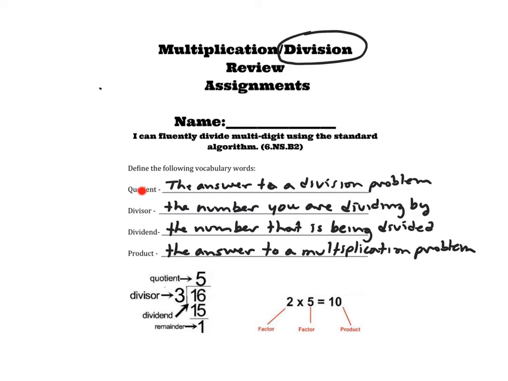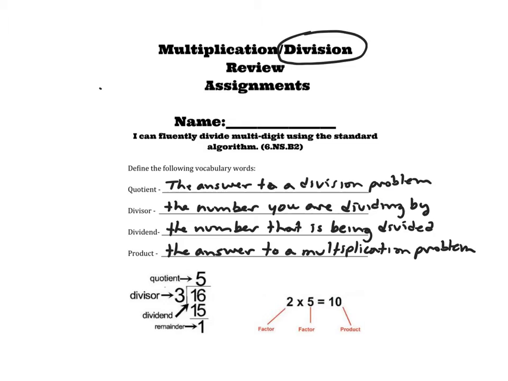So the quotient is the answer to a division problem. Divisor, the number you are dividing by. Dividend, the number that's being divided. And the product is the answer to a multiplication problem. And then over here, it shows you where they would line up in an actual problem.